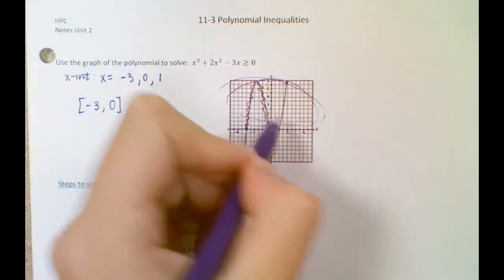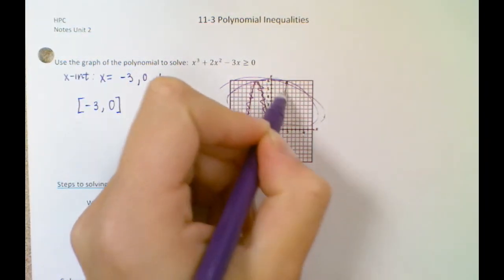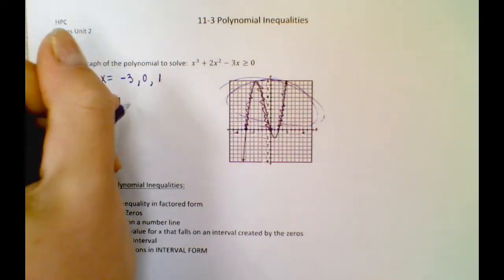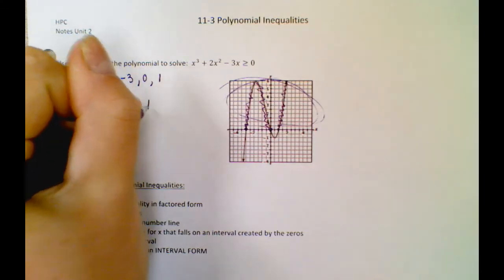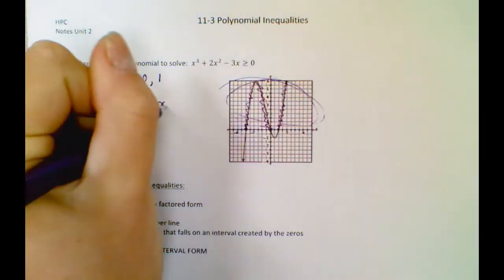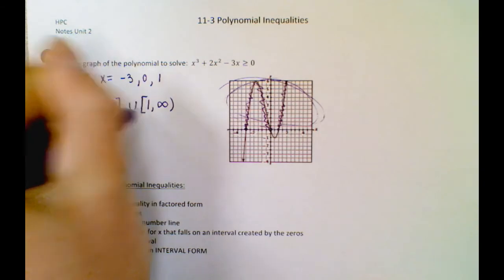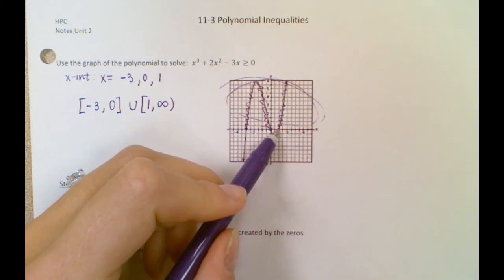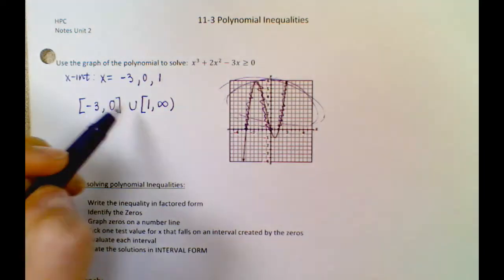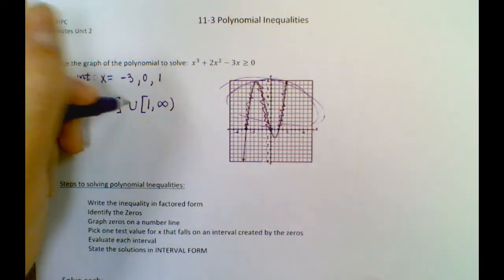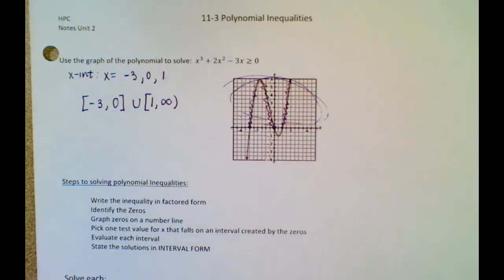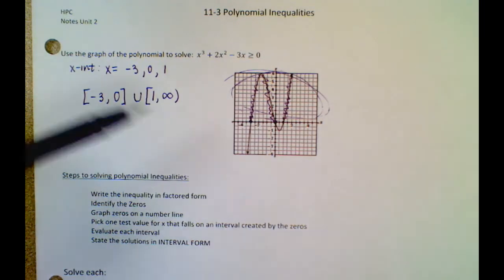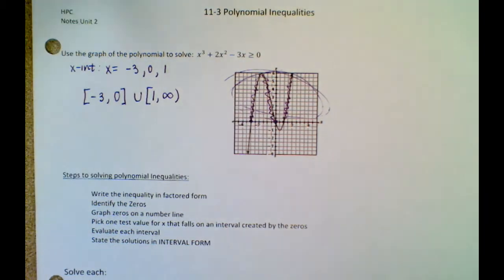Then the function is also greater than or equal to 0 right here on this part of the polynomial, and that is when the x value is 1 and it's going towards positive infinity. Always use a parenthesis on infinity symbols. The x value can be 1 because it can equal 0. And remember, this is the union sign. This just means and. Okay, so let's just practice using our good math notation there. All right, so that's how you can solve these based off of a graph.